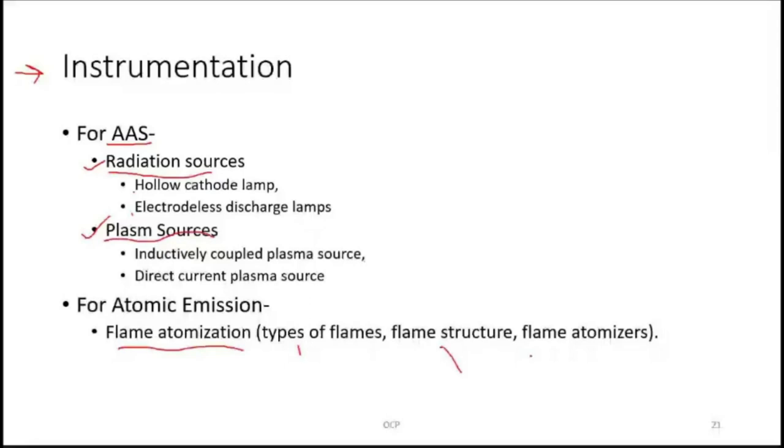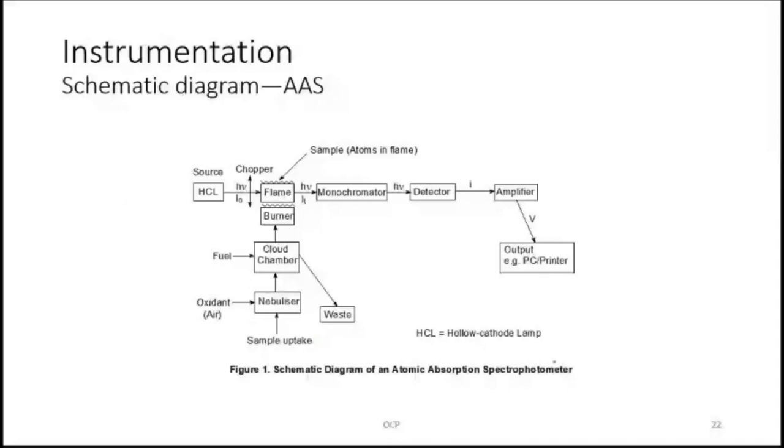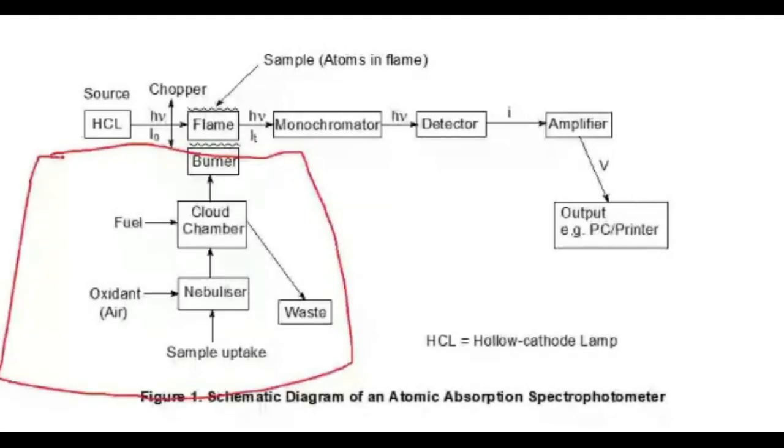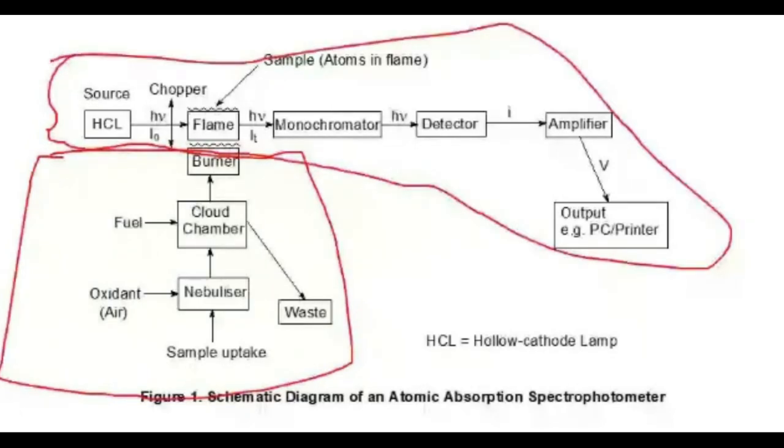So this is the schematic diagram of atomic absorption spectroscopy. There are two parts to this particular instrument. This half down here is responsible for converting solution into atomized cloud, atom cloud. And then the remaining part is the spectroscopy aspect.